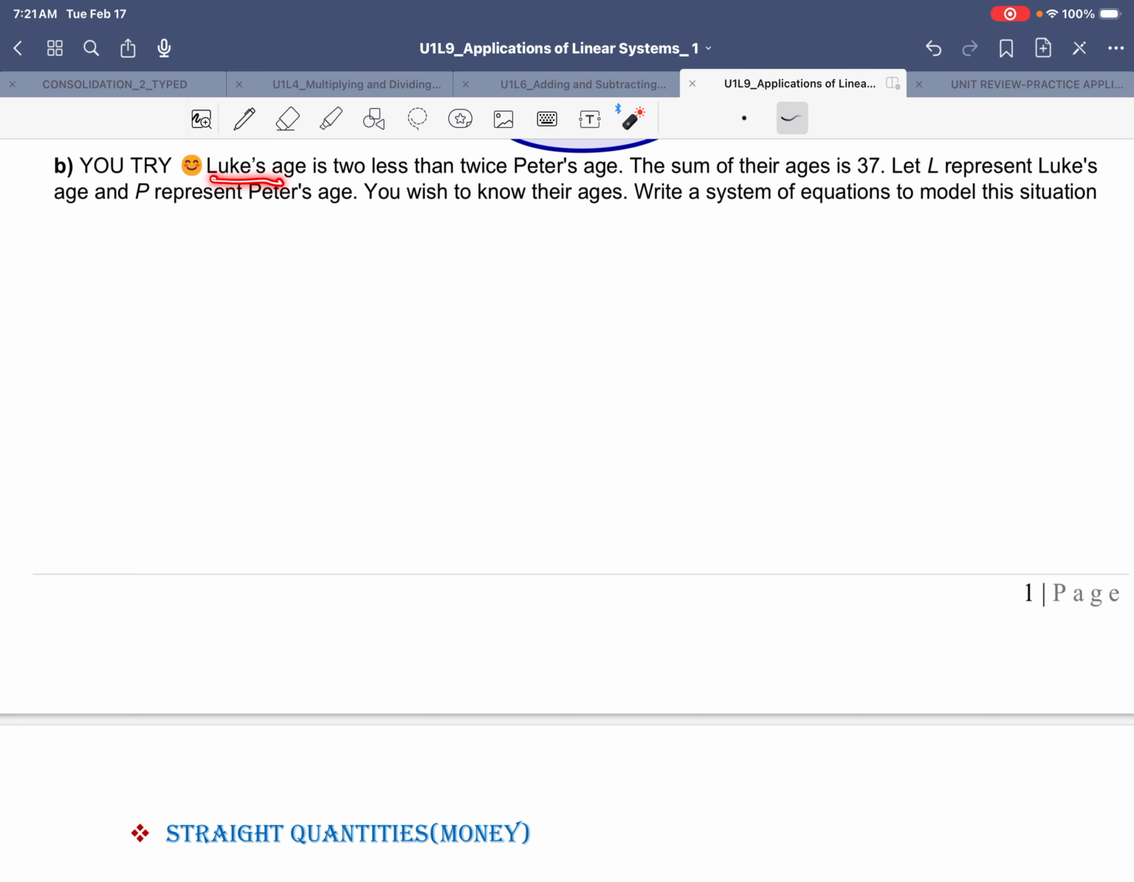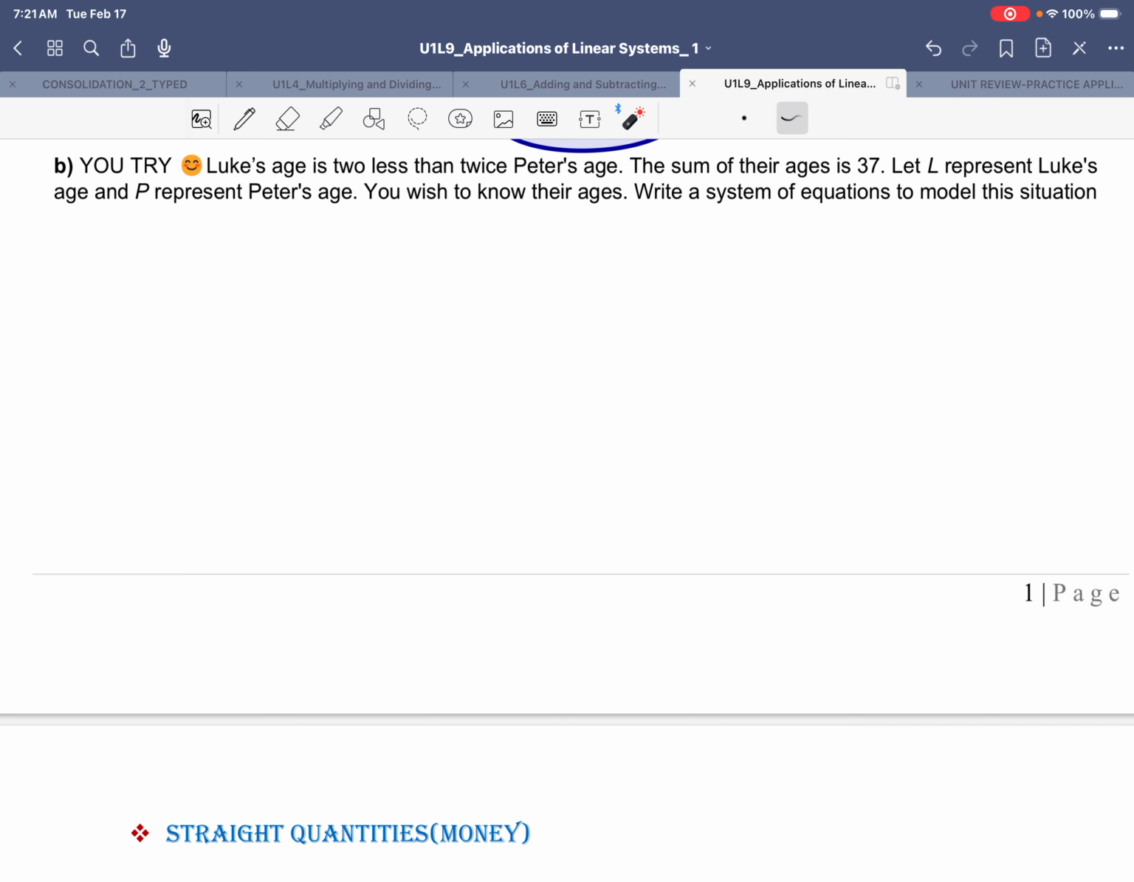Now, Luke's age is 2 less than twice Peter's age. The sum of their ages is 37. Let L represent Luke's age and P represent Peter's age. You wish to know their ages. Write a system of equations to model this situation.